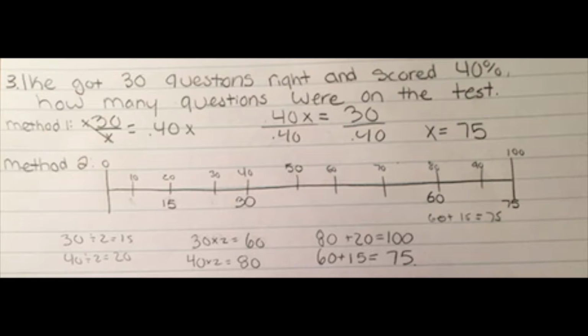I then multiplied both sides by x, and I was able to then cross out the x that was under 30, and then on the other side I got 0.4x. Then I divided both sides by 0.4, and that gave me the value of x, which was 75. So that told me that there are 75 problems on the test.